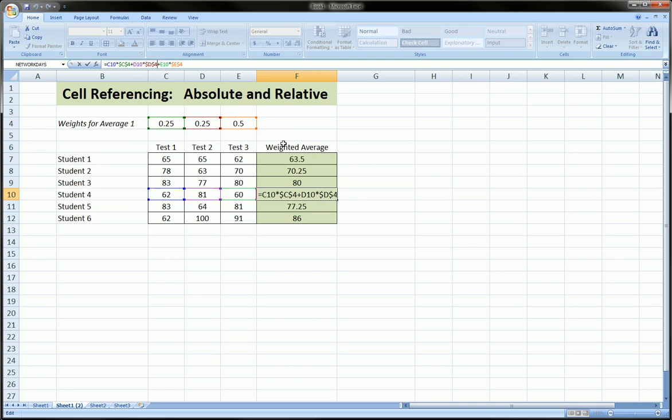So I hope this was helpful in clearing up the difference between absolute and relative cell references, as well as a little introduction to computing weighted average, a situation where this becomes useful. Although cell referencing is useful in almost everything you do in Excel, so this is an absolute essential skill to learn. If you want to understand more about weighted averages, I have a whole video on computing weighted averages and the idea, the math behind it.